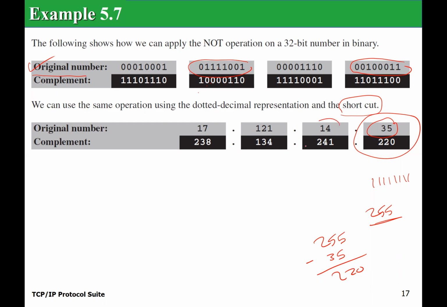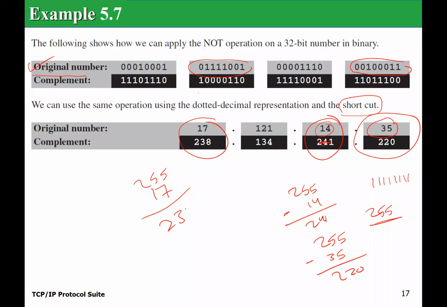What about this number? Same thing. If I'm not giving you that, don't look at the answer. But if I give you 14, what is the complement of the 14? Simply 255 minus 14 equals 241. If I give you this number, what is the complement of the 17? It's going to be 255 minus 17, which is 238. We did not use them in a real example, we are just learning the operation.